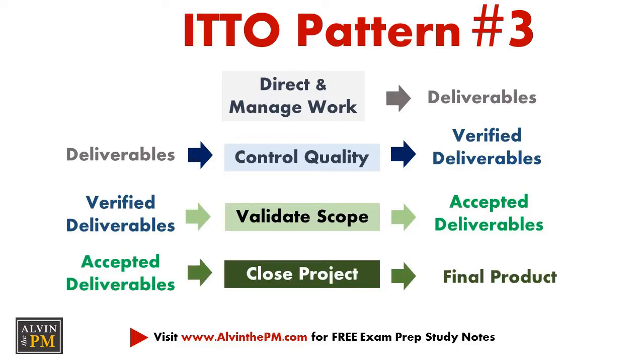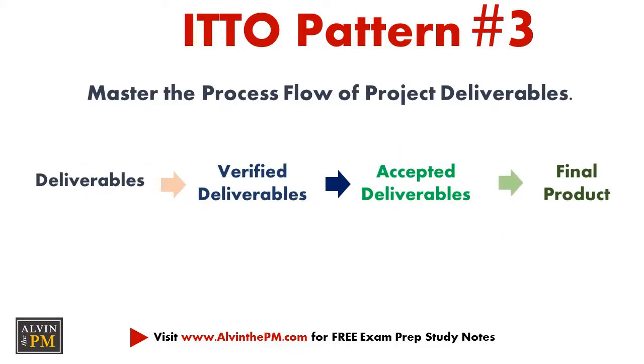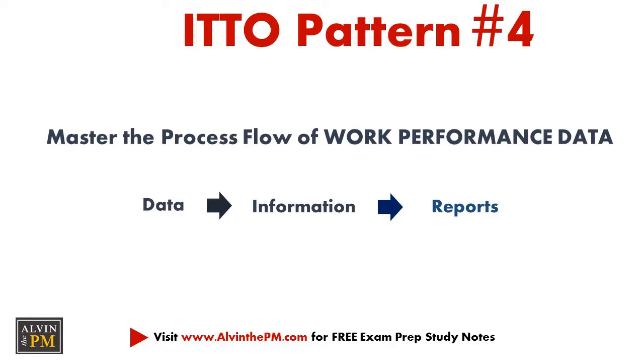And lastly, it's only until the closing stage of the project that these accepted deliverables are delivered to the customer as the final product. So as a quick recap, make sure you thoroughly understand this flowchart for how deliverables ultimately become translated into the final product. For our next pattern, master the process flow of work performance data and how it becomes translated into work performance information. And lastly, work performance reports.